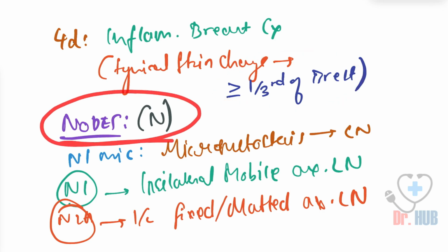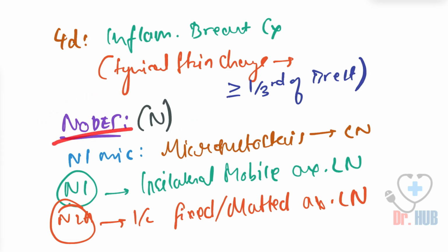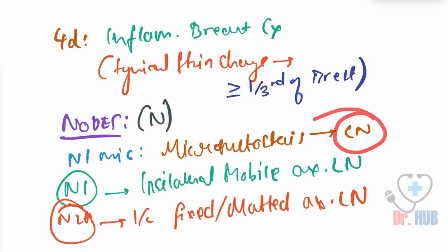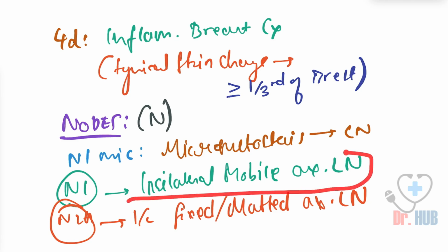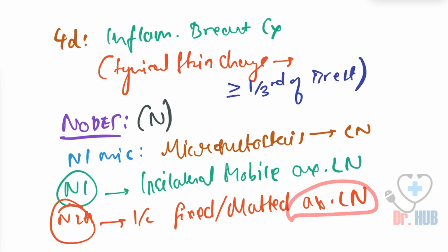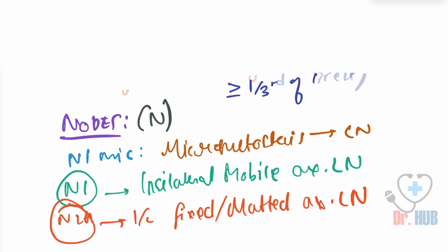Then we look at the characteristics of N. N is for the nodes. N1 MIC is nothing but the micrometastasis. Then we have N1, which is the ipsilateral mobile axillary lymph node. And then we have N2A, which is ipsilateral, fixed or matted axillary lymph node. So this was about N2A.